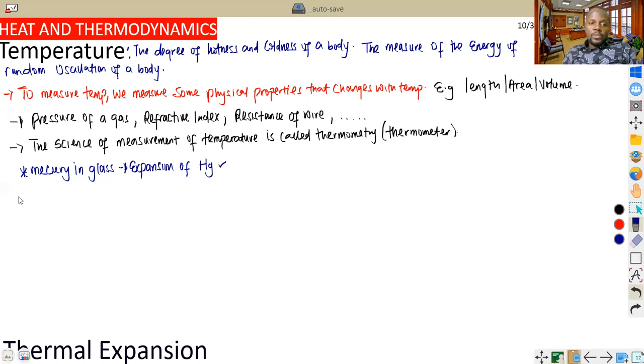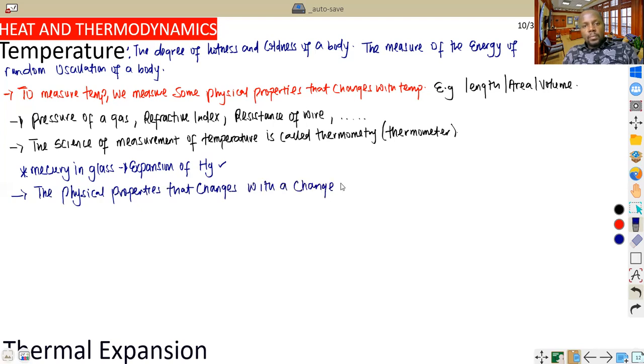Maybe we keep a note for understanding's sake. Those physical properties that change with a change in temperature are called thermometric properties.